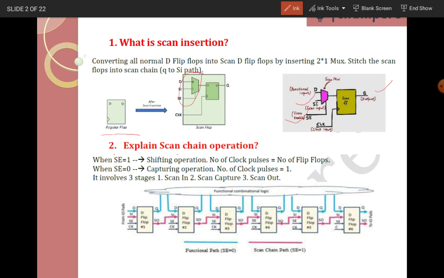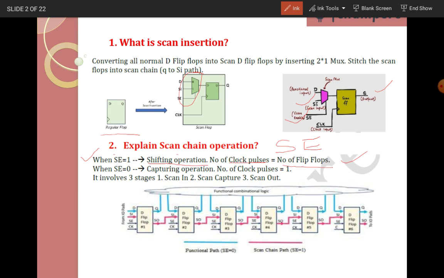Next one, explain scan chain operation. Scan chain operation mainly depends upon the scan enable. When scan enable is equal to 1, it is the shifting operation, and data will shift from one flop to another flop. While shifting, the number of clock pulses is equal to the number of flip flops. This is very important. When scanning, how many clock pulses are required? Clock pulses are equal to the number of flip flops.